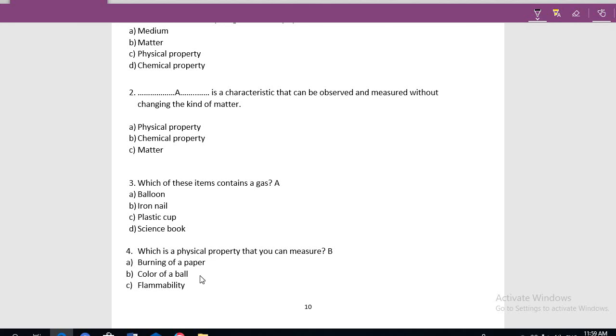Color of a ball. The color of the ball is a property that I observe without changing the kind of matter of the ball. While burning a paper, I change the matter that made up the paper. So when I burn a paper, it changes totally into another kind of matter. Flammability is the same, I mean burning.